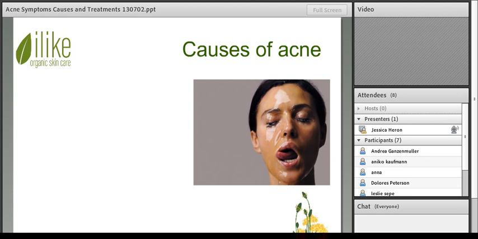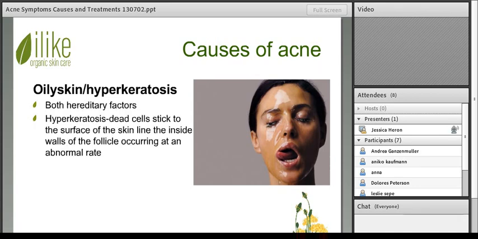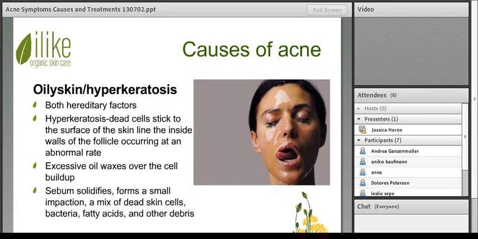All right. So let's talk about some of those common causes of acne. One of the first things I think that we all know can cause acne is oily skin or hyperkeratosis. They're both hereditary factors, and hyperkeratosis is dead skin cells that stick to the surface of the skin and line the inside of the walls of the follicle, occurring at a very abnormal rate. That buildup can cause an oxygen-deficient environment, and that feeds the bacteria to grow.